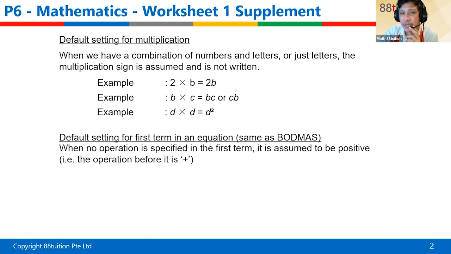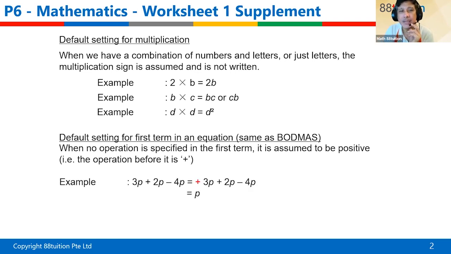So when you have an equation, your very first term is the one where nothing is written. So when nothing is written, you must always assume it to be positive. Okay, so for example, 3p plus 2p minus 4p. Notice there's nothing written in front of the 3p. So I will assume that the 3p is positive. So I squeeze in that little plus sign just to show you.